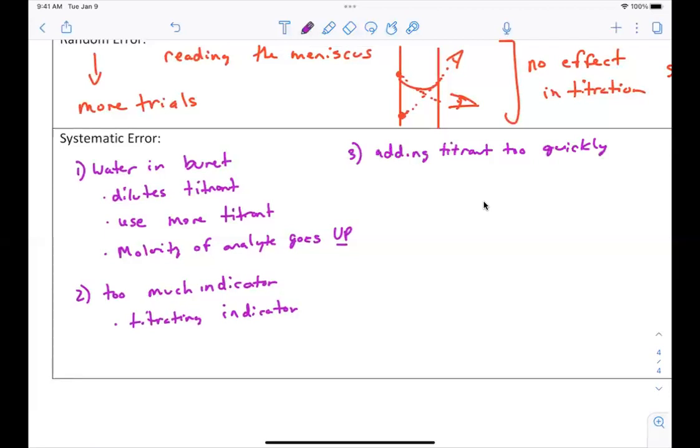What do you think happens if a student rushes through the experiment and ends up adding the volume of titrant too quickly? What happens? You overshoot, right? You go past the equivalence point. So therefore, you're adding too much volume, which then again increases your molarity because you think that you're using more than you actually need. So that's why, when you get to the dark pink, we usually tell you to start over because you went too far. It has to be a pale pink.